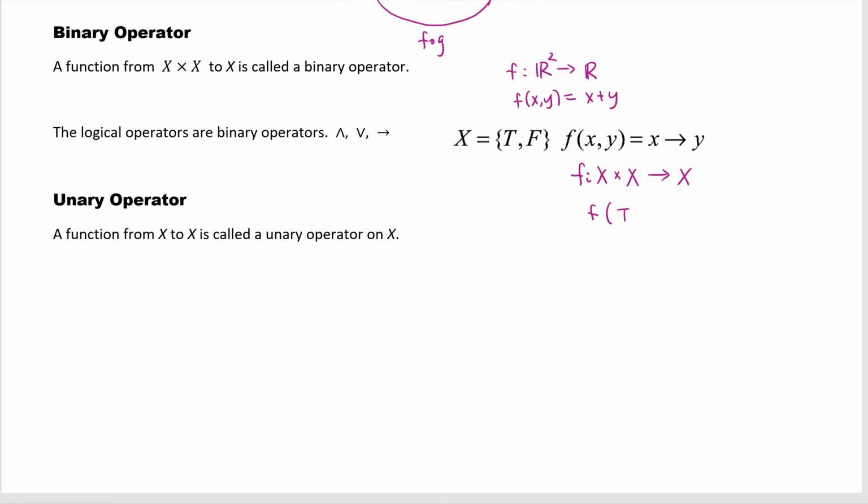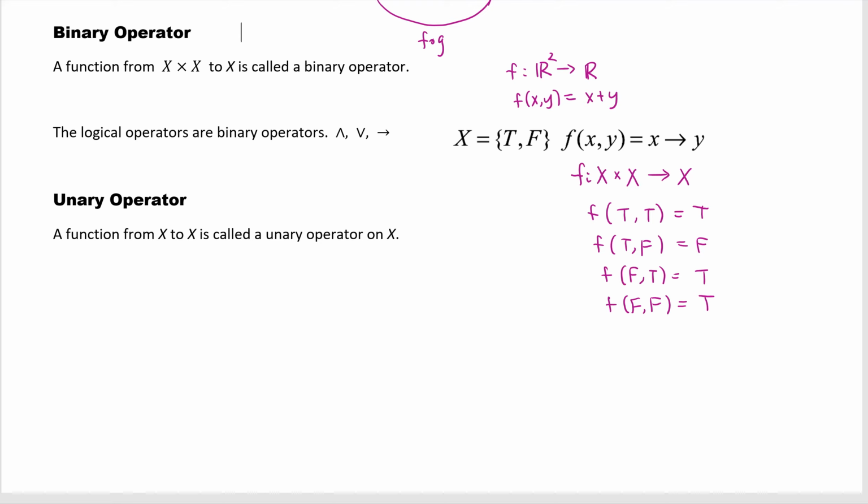For example, if we have true, what's the answer? True implies true is true. True implies false is false. False implies true is true. False implies false is true. All right.